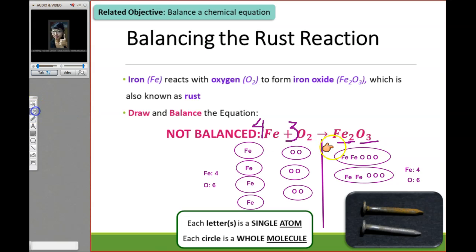And then how many big circles of iron oxide do we have? Excellent, Christine, Amy, Annette, I see you. Yes, we have 2, so let's go ahead and draw a 2 up here. All right, so our final balanced equation or recipe is that for every 4 irons plus 3 O2 molecules, you get 2 iron oxides, 2 Fe2O3s.